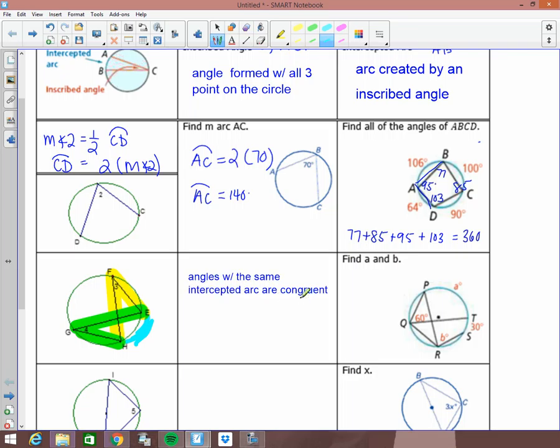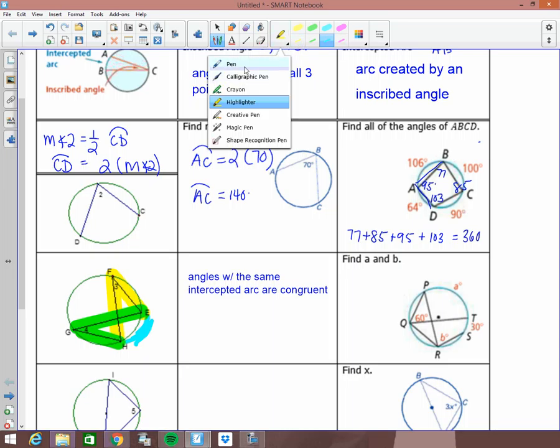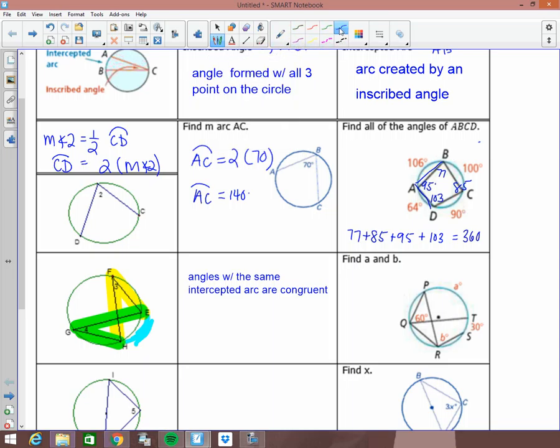Okay, so what we know is that angles with the same intercepted arcs are congruent. So therefore, what we can say is that angle 3 is going to be congruent to angle 4.